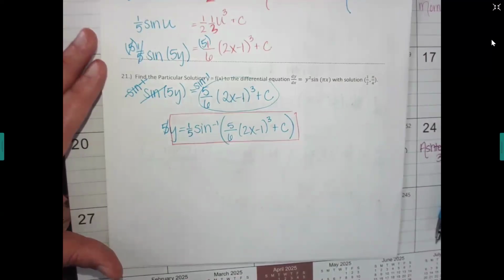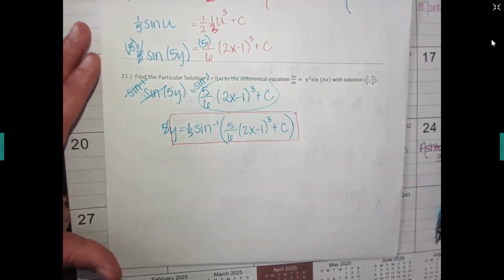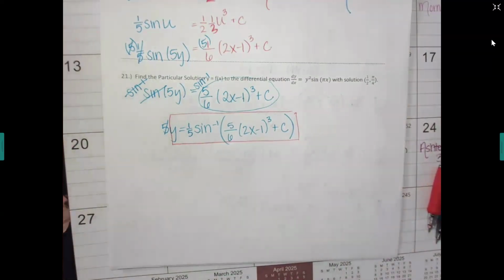Okay, overall, we get the idea? Okay, so our main goal for today is just to add endpoints. So when you're ready, take a look at today's notes. And I want you to start number 1. So you should already know how to do u sub. So start number 1. You're going to pick your u, take your derivative, and solve for dx, just like we did last class.